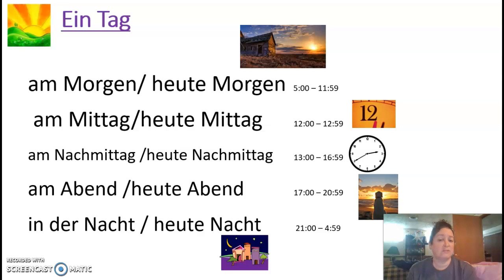Abend is from 17 Uhr to 20 Uhr 59. So subtract 12, 5 p.m. to 8:59, 9 o'clock. And then in der Nacht is from 21 Uhr or 9 p.m. to about 5 Uhr am Morgen. Again, you don't have to remember the times. That's just to help you remember the times of the day. Notice if you want to say in that time period, you use am Morgen, am Nachmittag. The only different one is in der Nacht.